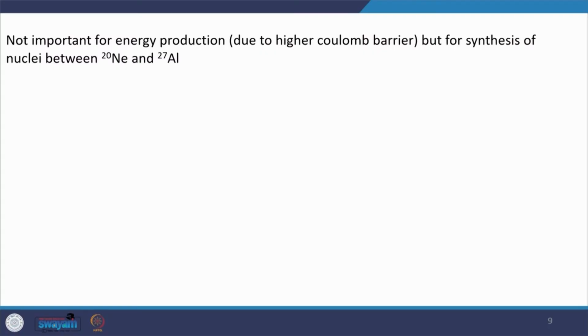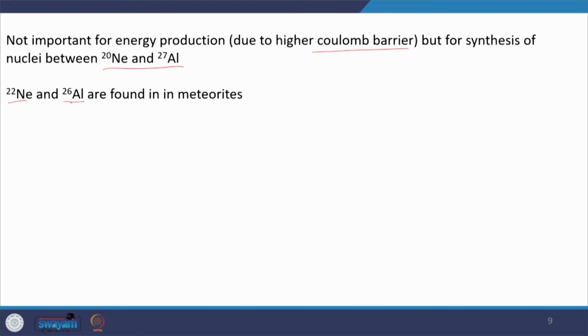So, this neon sodium and Mg-Al cycle are not important for energy production like the CNO cycle because of the very high Coulomb barrier, but they matter for the synthesis of elements between neon 20 and aluminum 27. And interestingly, in these cycles you can see neon 22 and aluminum 26.